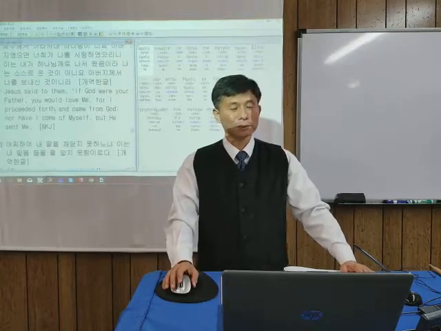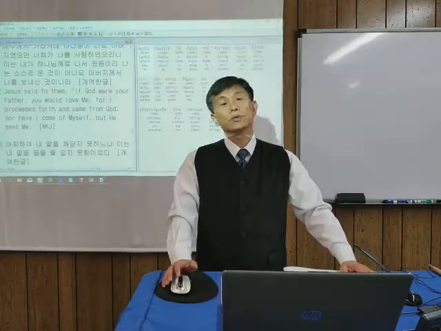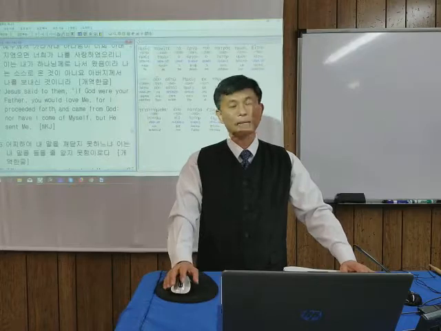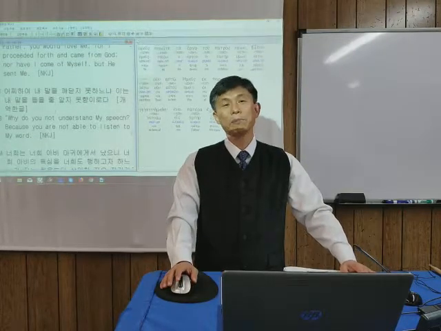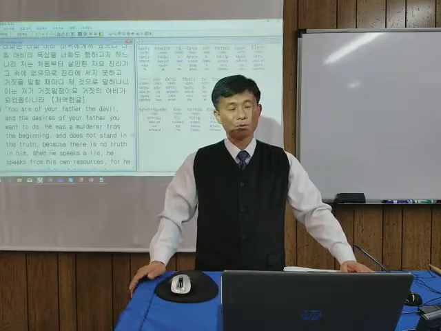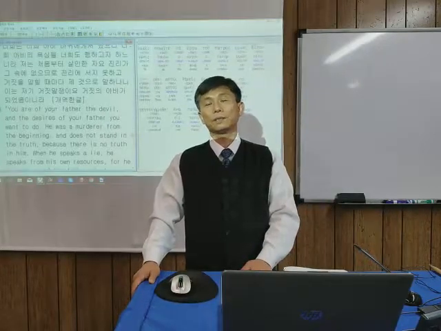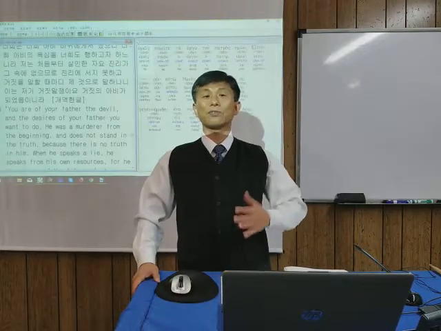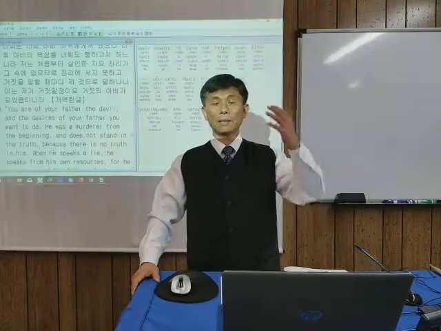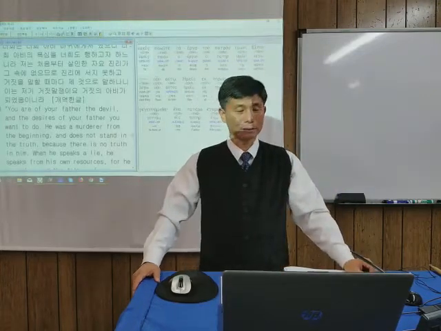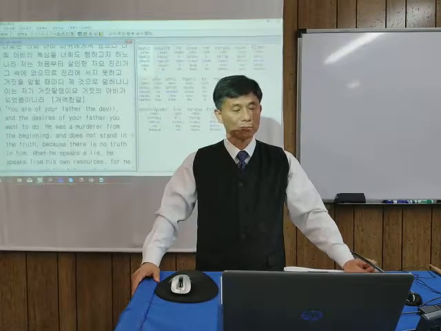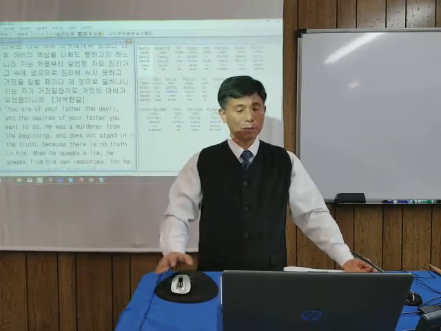And verse 42, Jesus said to them, if God were your Father, you would love me. For I proceeded forth and came from God, nor have I come of myself, but he sent me. Why do you not understand my speech? Because you are not able to listen to my word. And verse 44, you are of your father, the devil. So they believed in God, they thought, but really they are believing the devil. So there is a devil who acts like the only true God. That's what it means here. So you are of your father the devil, and the desires of your father you want to do. He was a murderer from the beginning and does not stand in the truth because there is no truth in him.